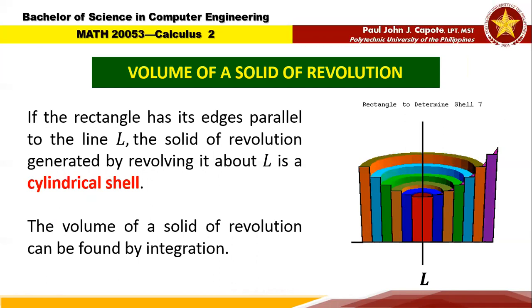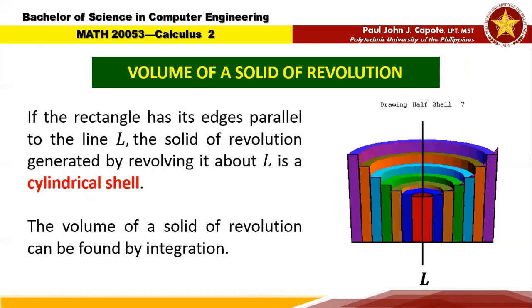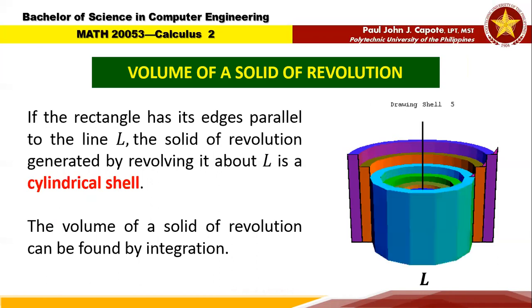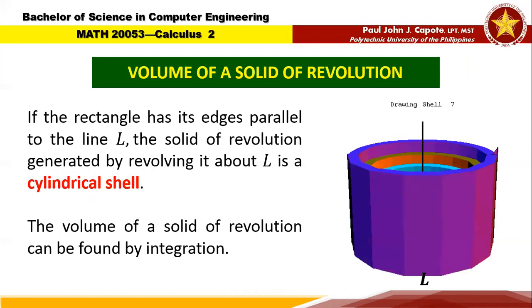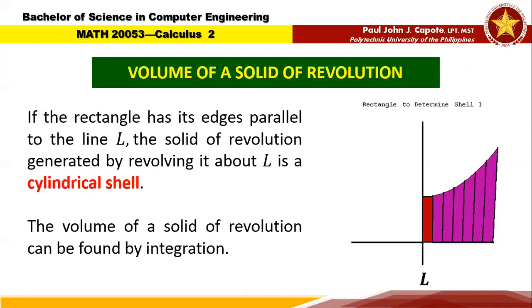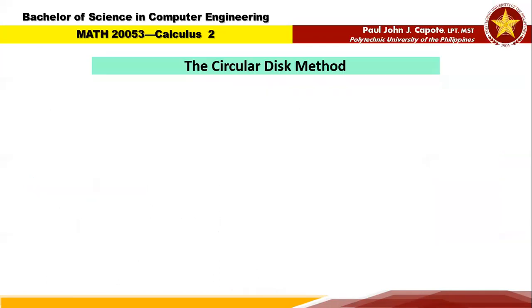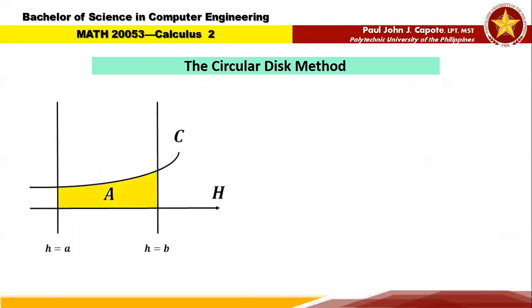There are many methods in solving the volume generated by revolving around the axis of rotation the area bounded by a given function. So I'll discuss the basic methods. First, the circular disk. Next, the washer. And third, the cylindrical shell. Now let's begin with the circular disk method.